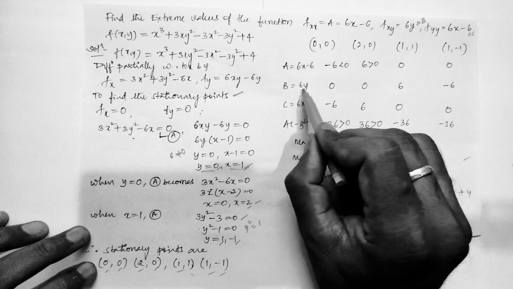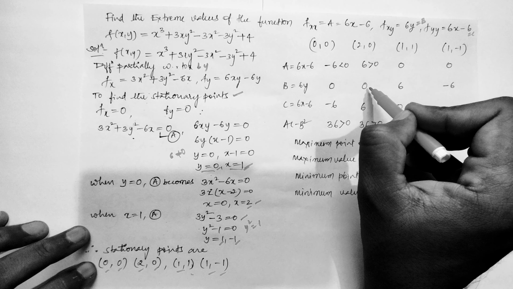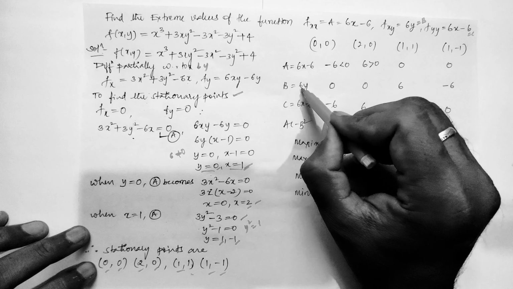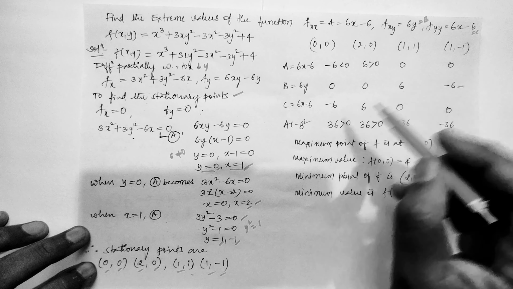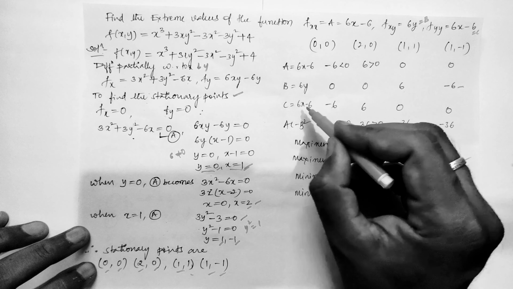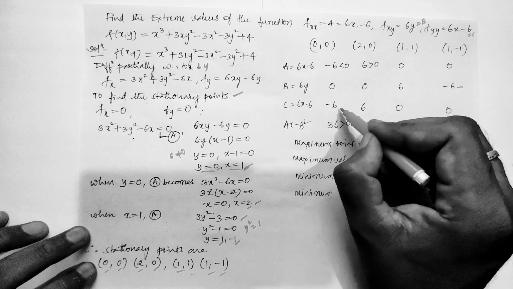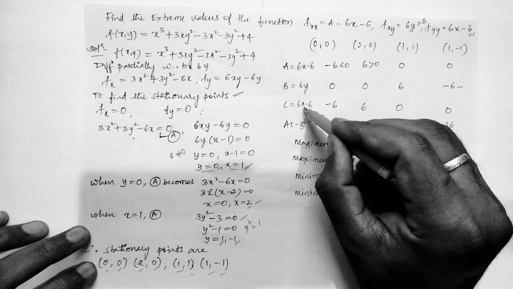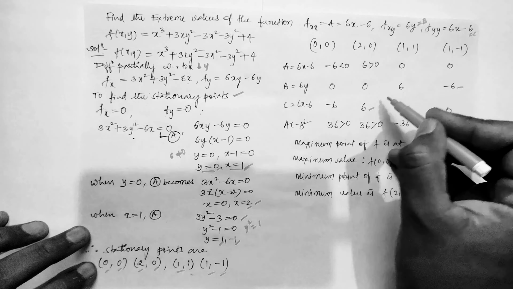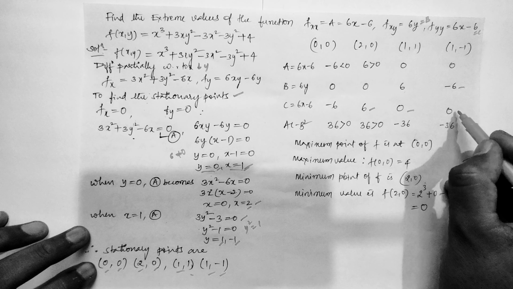Next, B value is 6y. Y is 0 here, this will become 0. Y is 0, becomes 0. Y is 1, 6 into 1 is 6. Again, y is minus 1, it is minus 6. Next, calculate C, 6x minus 6. Again, for 0, you will get minus 6. For 2, 0, x is equal to 2 means 6 twos are 12, 12 minus 6 is 6. 6 ones are 6, minus 6 is 0. Again, it is 0.